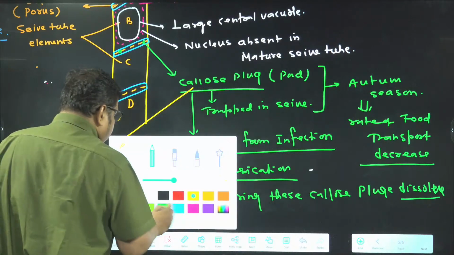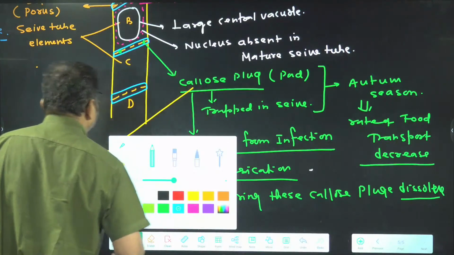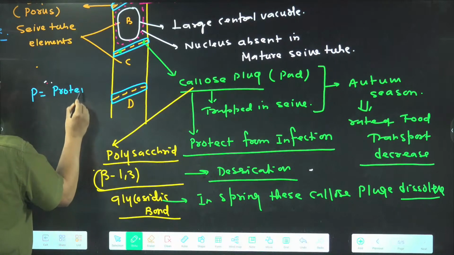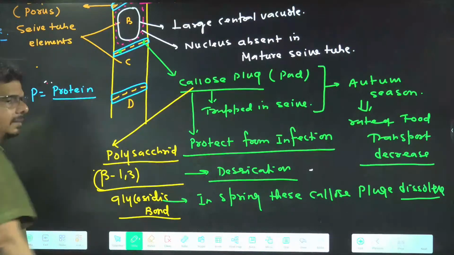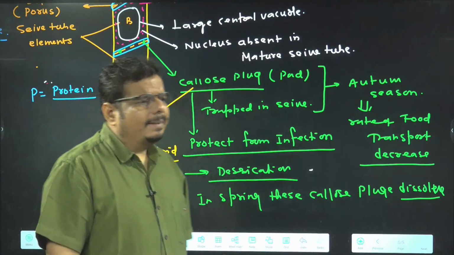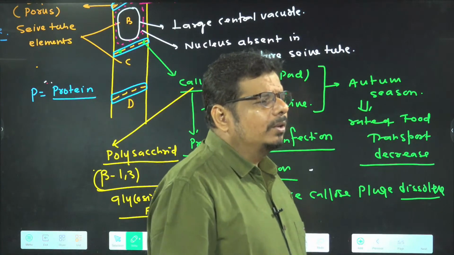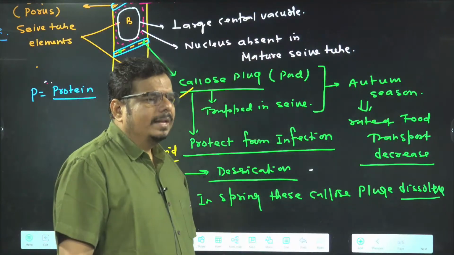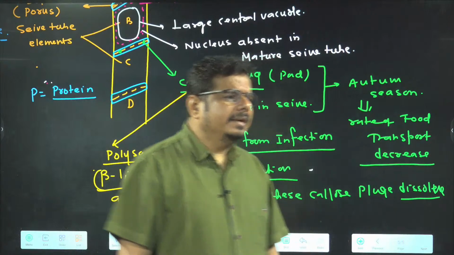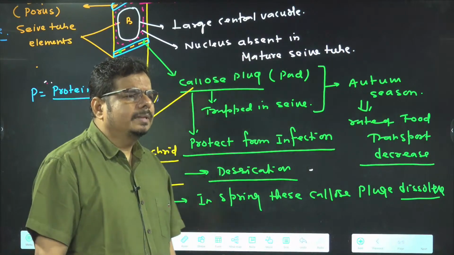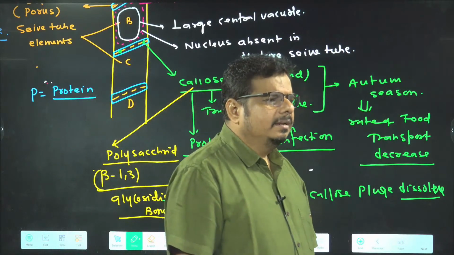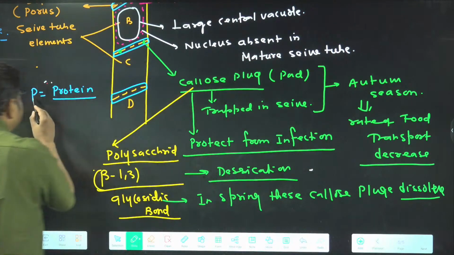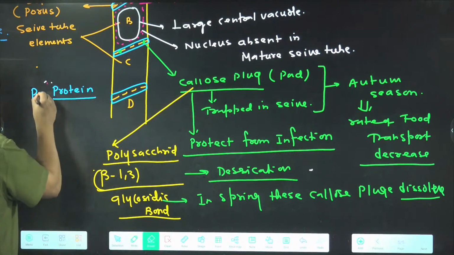Now, I want to write one more thing here. That is P protein. Why am I writing P protein? Because if you go through the previous year questions, it once came in the All India PMT exam. That is the reason I am writing it, because when you solve previous year questions, you will get this question and get stuck there. So P protein, P stands for phloem protein.